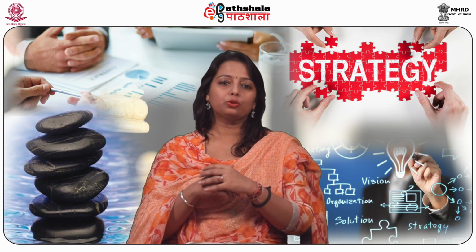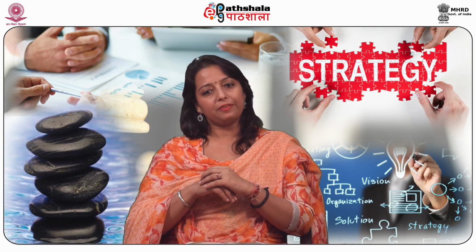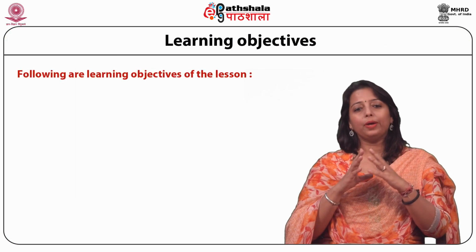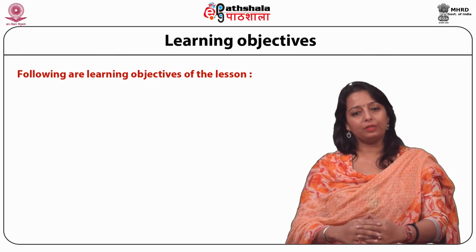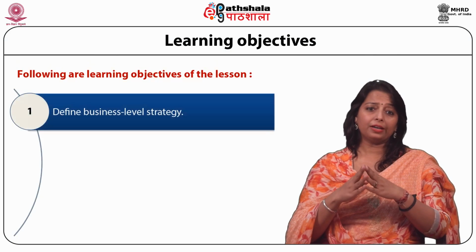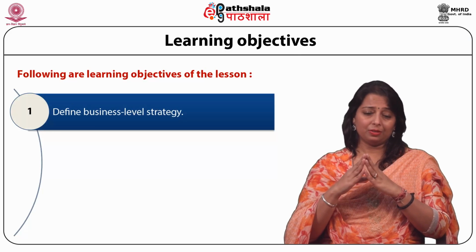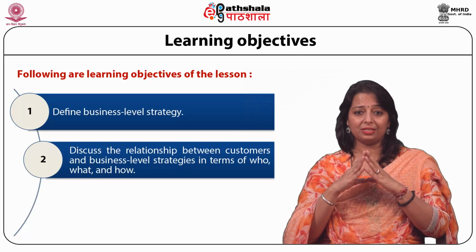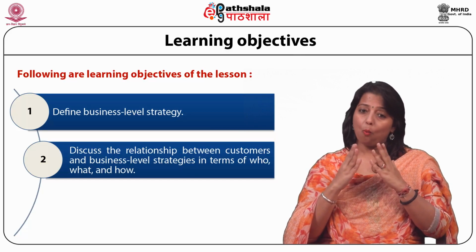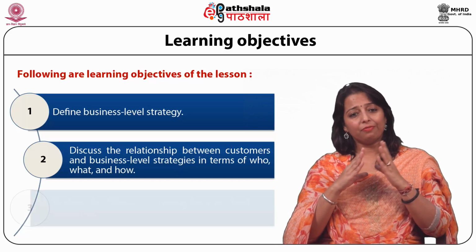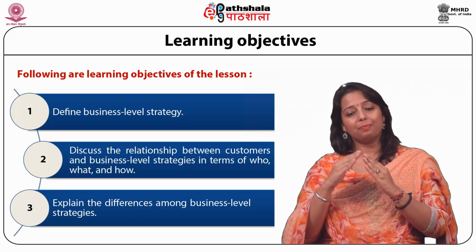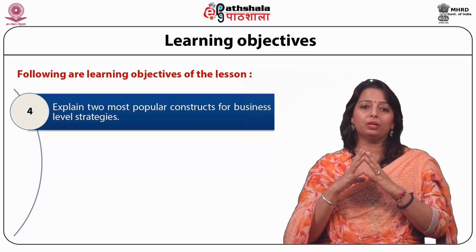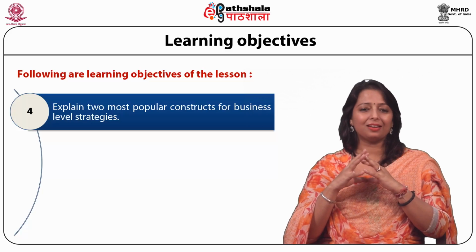Today we are going to talk on the module Business Level Strategies from the paper Strategic Management. Following would be the key learning objectives of the lesson. We would define business level strategy. We would also discuss the relationship between customers and business level strategies in terms of who, what, and how. We would explain the differences among business level strategies. Also, explain the two most popular constructs for the business level strategies.